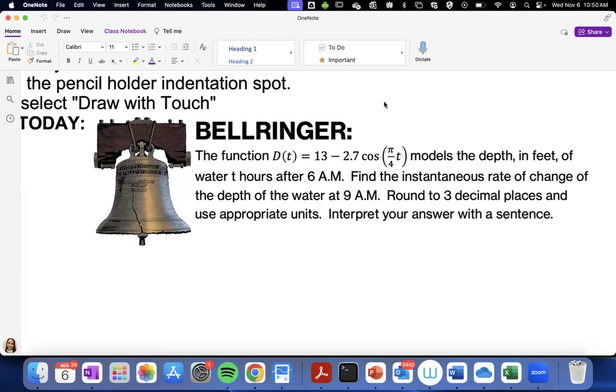Okay, I'm going to find the derivative of D of t. So D prime of t is, derivative of 13 is 0. What's the derivative of cosine? Derivative of cosine is negative sine. So I'm going to make this a positive 2.7 sine of exactly the same quantity, right? Pi over 4t.